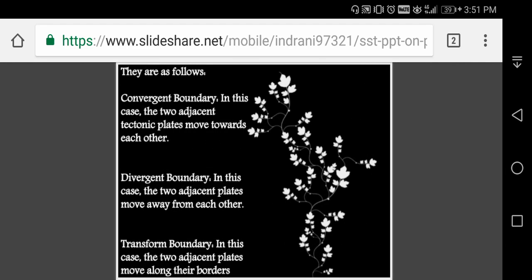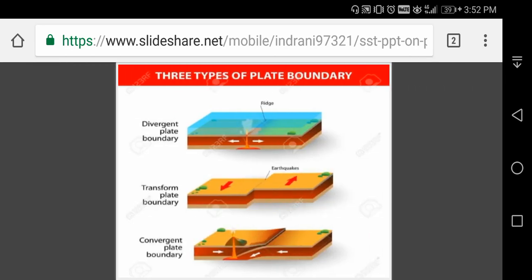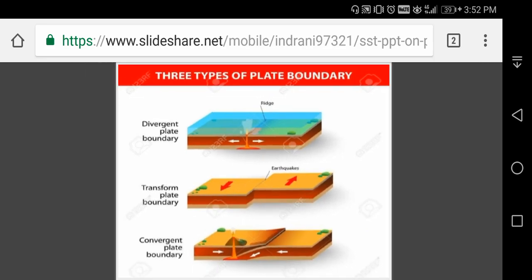Okay, some important terms about plate tectonic movements and how the boundary of India formed. Three types of plate boundary are also given here for your future reference. Just go through it, but it is not included in our syllabus.